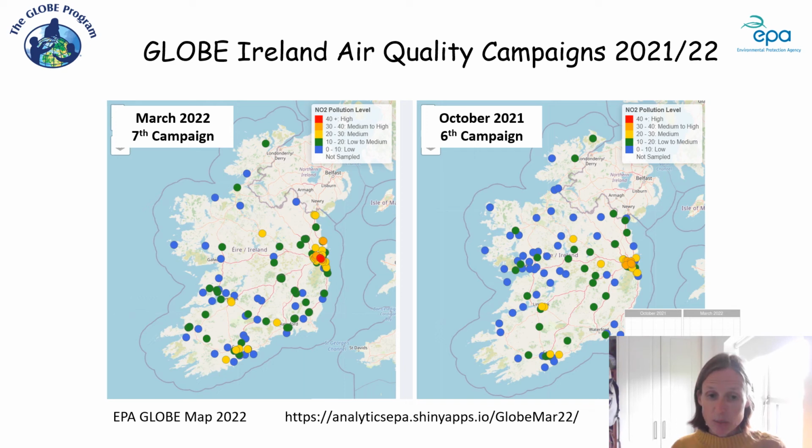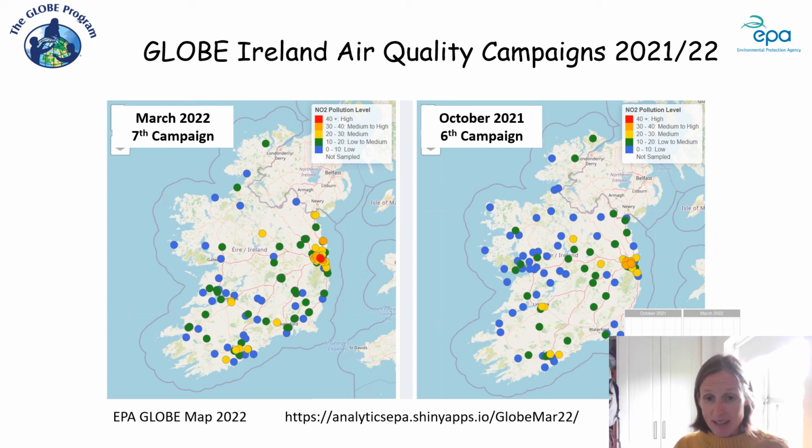And then we also share them with the EPA. The EPA analytics team usually update. They have a nice website for us where all the results are displayed. You can actually go to that website even now and have a look at past campaigns. What you're looking at here are screenshots from their website showing our last 2 campaigns. Each dot is a school that participated, and the colours correspond to the level of NO2 that was recorded at that school.